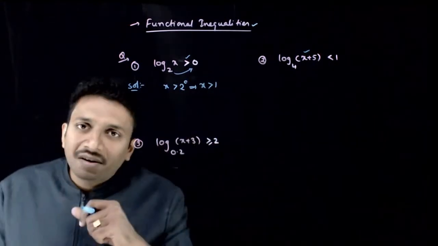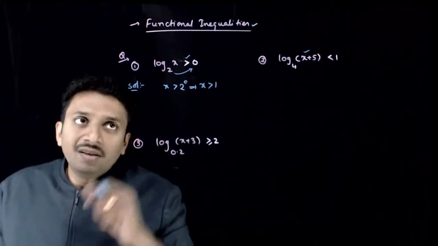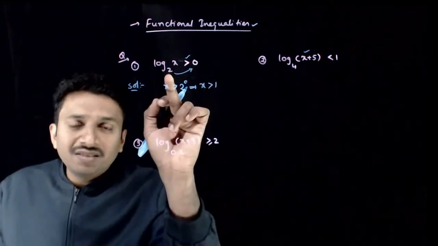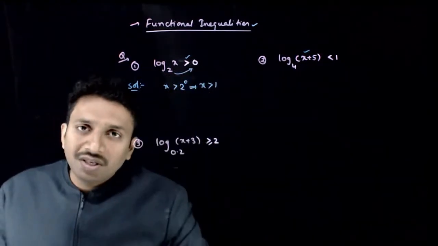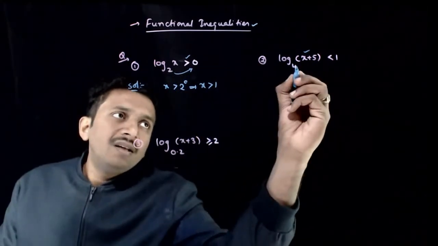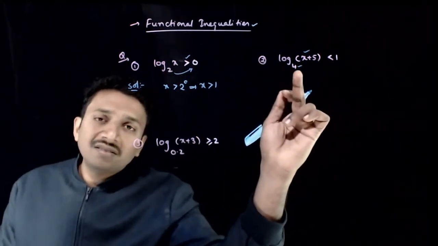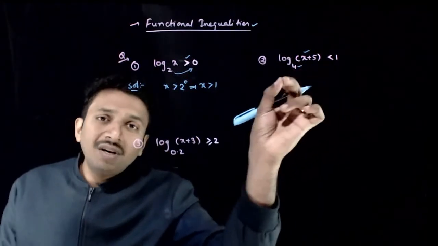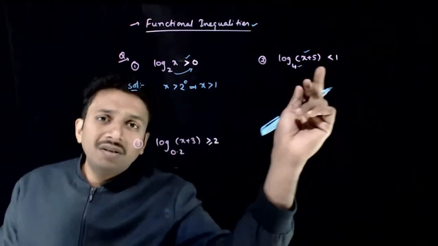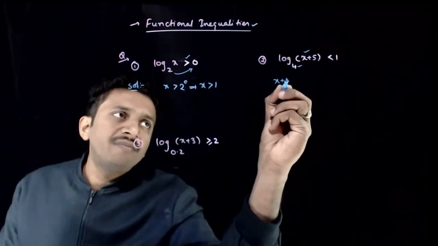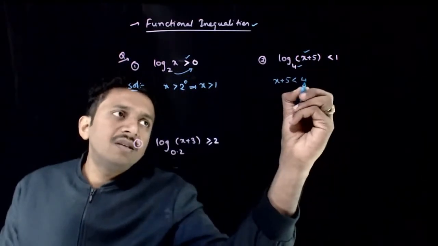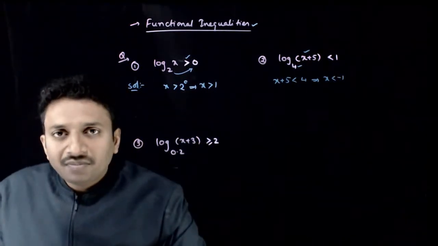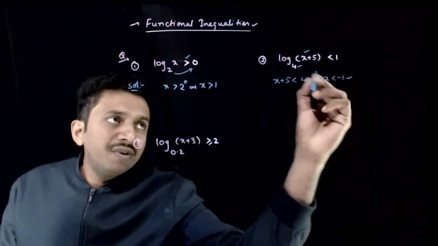So that's the direct answer for this inequation. So x is greater than 2 power 0. Because this base is greater than 1, the sign of inequality does not change. And here, the base is 4, hence it is an increasing function. If you convert this into exponential form, the inequation does not change. So x plus 5 is less than 4 power 1, which is 4. This implies x is less than minus 1.